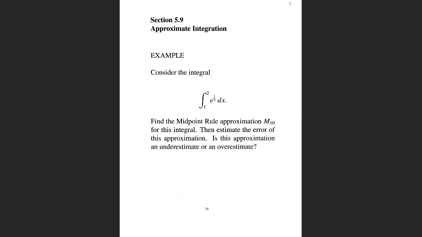So what's left now is that we have our midpoint rule approximation, and we're going to continue this example on Monday. For Monday's class, we want to estimate the error of the approximation, and then we want to see if the approximation is an underestimate or an overestimate. Two very intriguing, interesting questions, which we'll discuss on Monday.